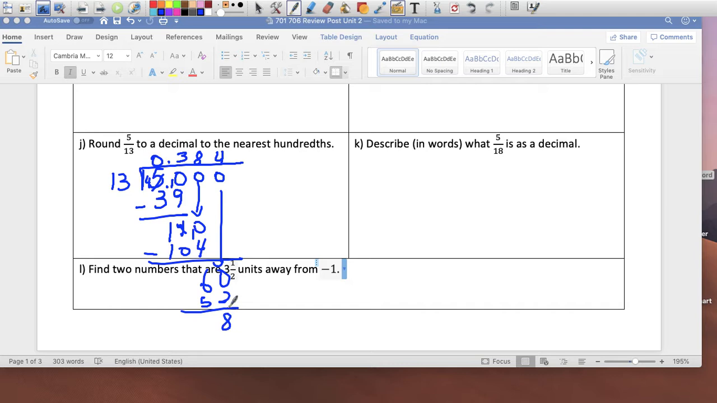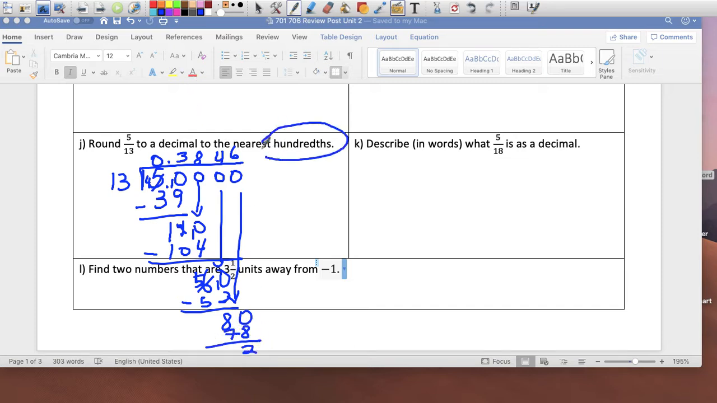Now we're going to bring down an 8, right? Because that becomes a 5. So now let's bring another 0 down. And it's going to be a 0. 13 goes into 80, 5 times? No, 6. 6 times 13 is 78, 2 left over.